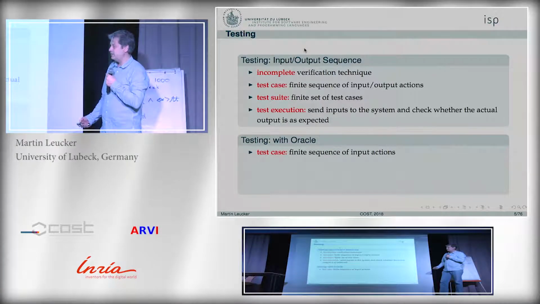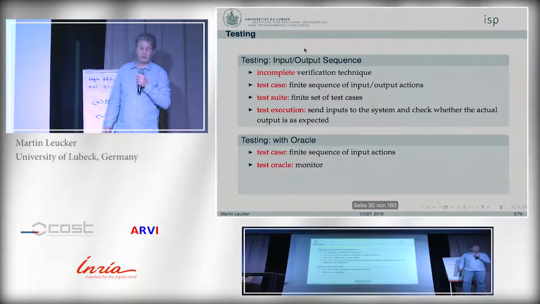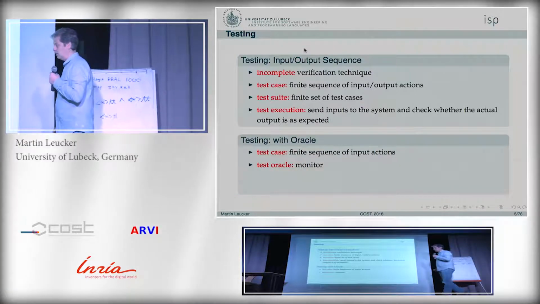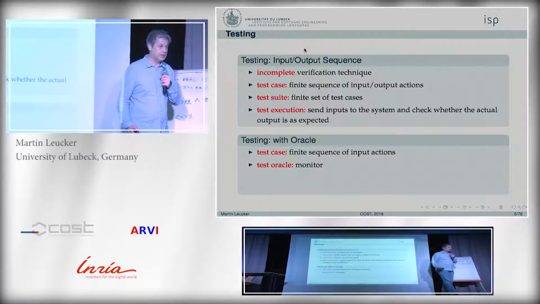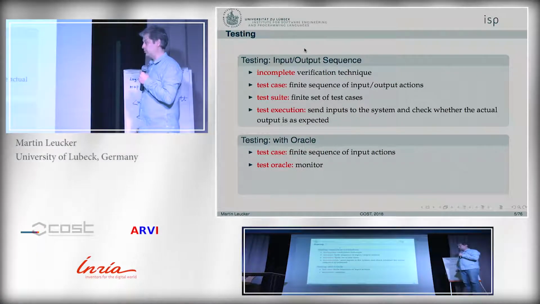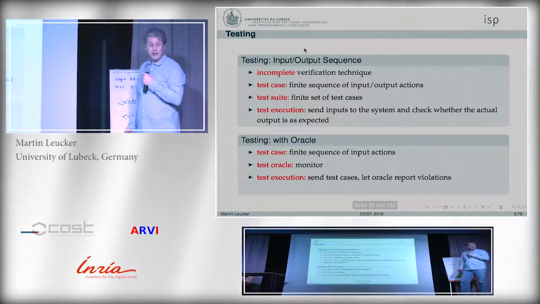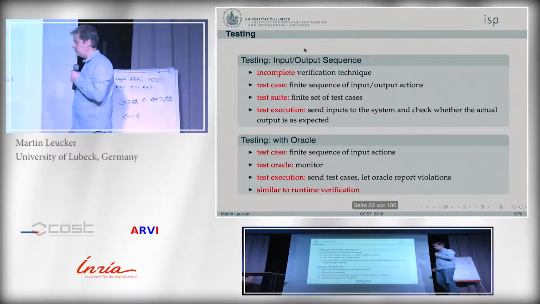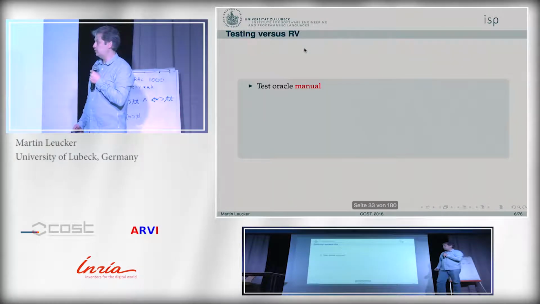So we have test cases that are only sequences of inputs, but we have a so-called test oracle, that is what it would be called in the setting of runtime verification, a monitor that checks whether certain problems occur when executing the test cases. So this is basically what we do in runtime verification as well, but from the research point of view, we have different kinds of questions that we are going to answer.